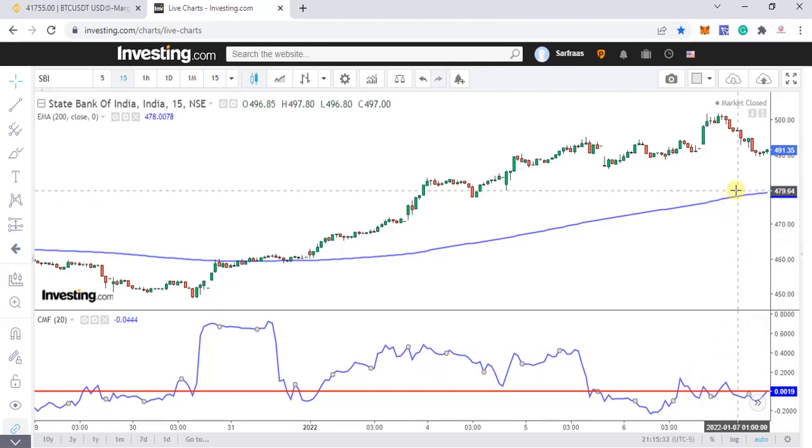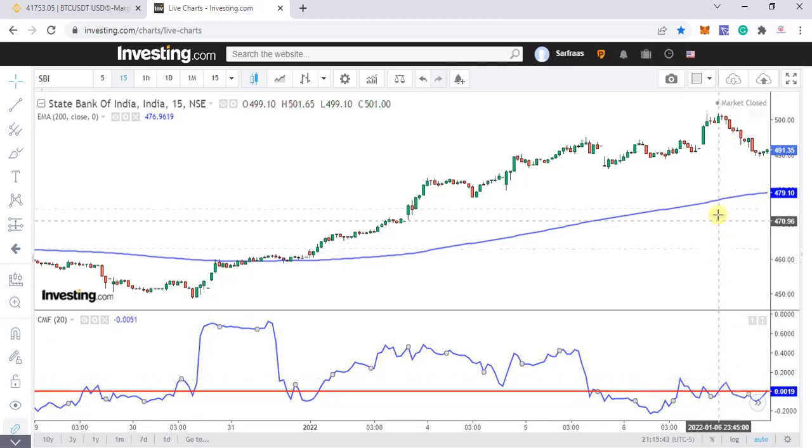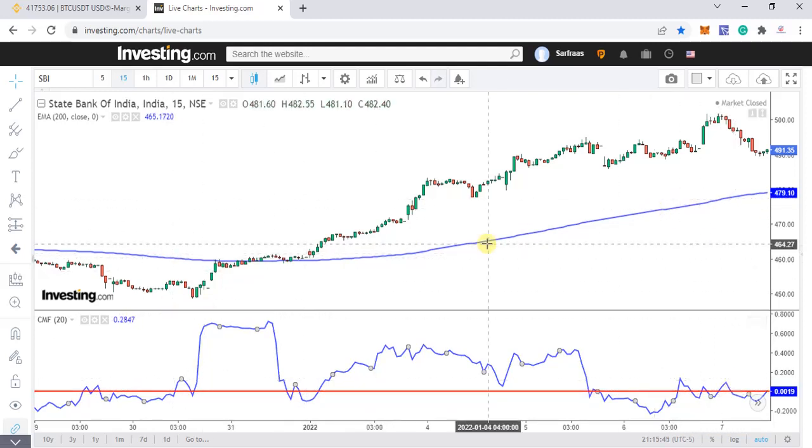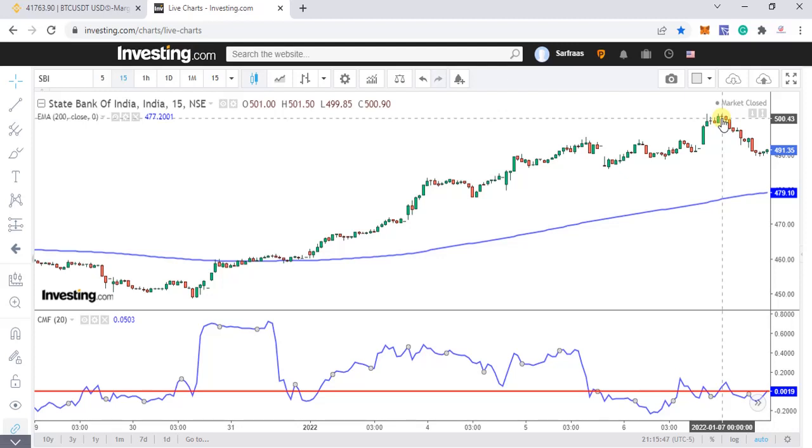Of course, candles are moving down and the CMF is also showing a downward trend. You could have taken a sell call over here since the candles are also moving down. But since there is a huge gap between the moving average and the candles, I expect there is still to be some bullish momentum, although it has weakened over here.